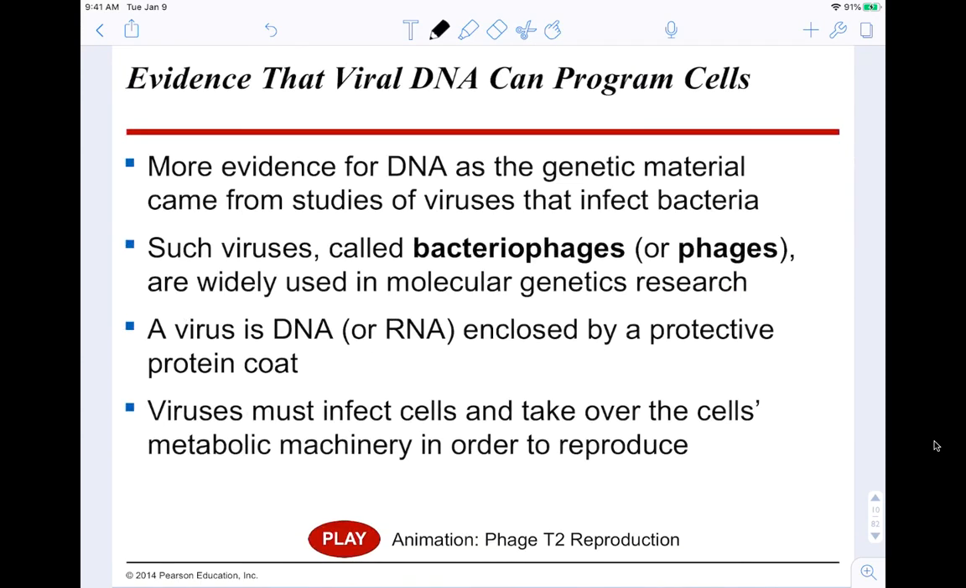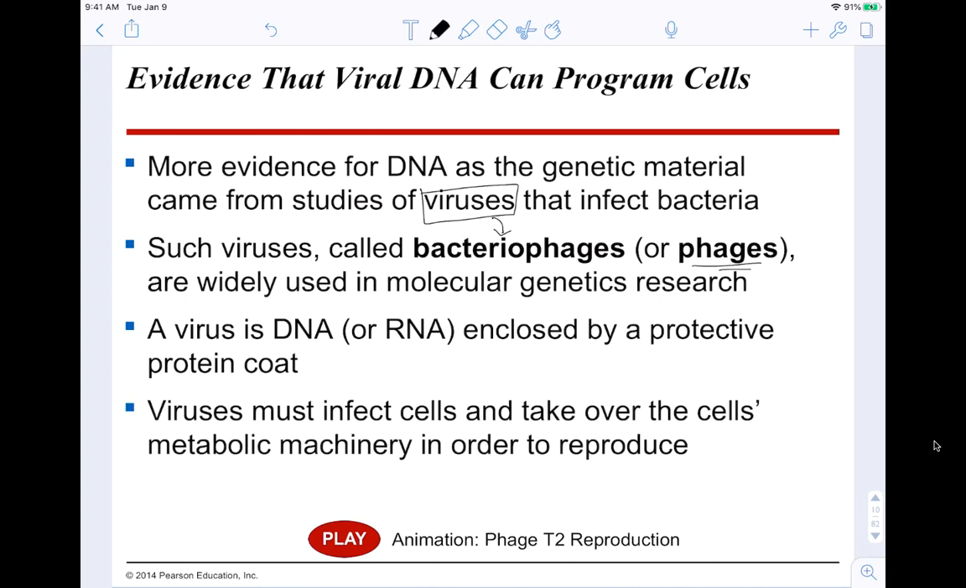Okay, so more evidence for DNA as the genetic material came from the studies of viruses that infect bacteria. And we talked about this a minute ago. They are called bacteriophages. So such viruses, called bacteriophages, or phages for short, are widely used in molecular genetics research.